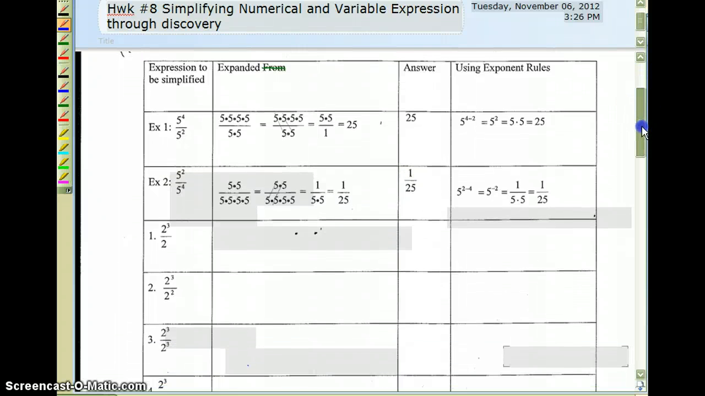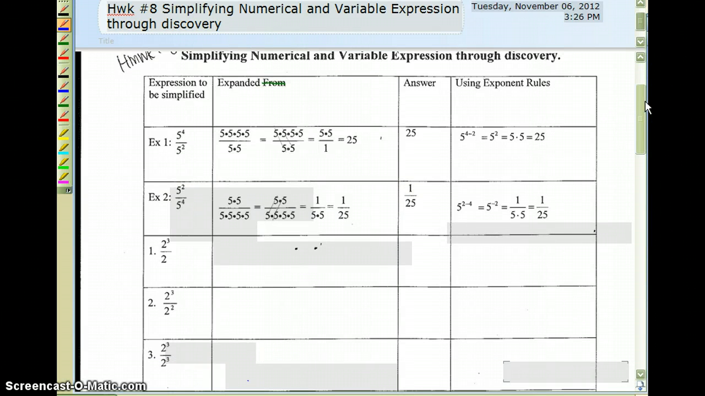So in example 1 here, you will notice that I have 5 to the 4th power over 5 to the 2nd. I know that 5 to the 4th power means 5 times 5 times 5 times 5, and I expanded that. So this is the expanded form. There's a little typo here. And then 5 to the 2nd power gave me 5 times 5.